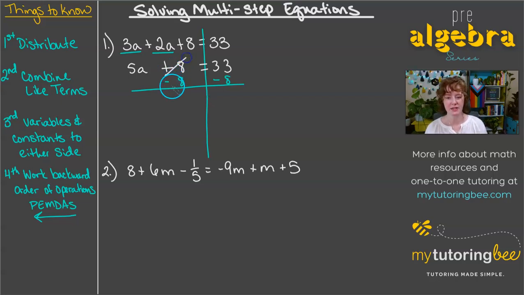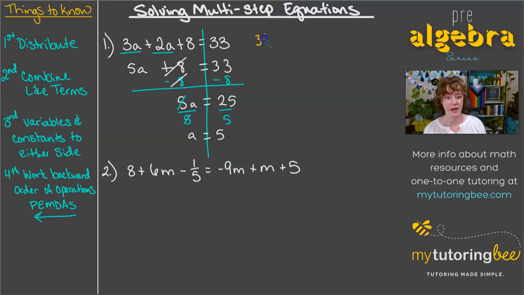So these 8's are going to cancel out here, leaving us with 5a equals, and then 33 minus 8 gives us 25. All right, and then our last step is to divide by 5, divide by 5. So then we wind up with a equals 5. All right, and I do want to go over just showing you how to check your work. So we're going to go ahead and substitute in that 5 into our original equation to check to make sure that this solution is correct.